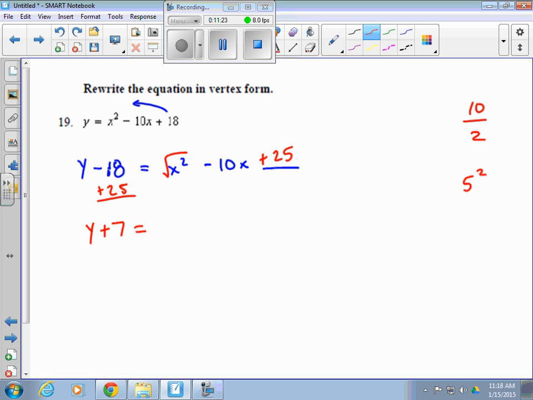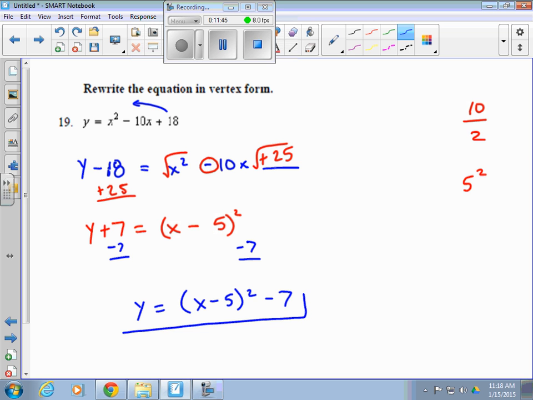Take the square root of this, it is x. The square root of this is 5. This is the sign that goes in between, a minus, and it's a binomial squared. Almost vertex form. One more thing you've got to do, get rid of plus 7 on both sides by subtracting it. When you subtract it here, y equals x minus 5 squared minus 7. Vertex form.